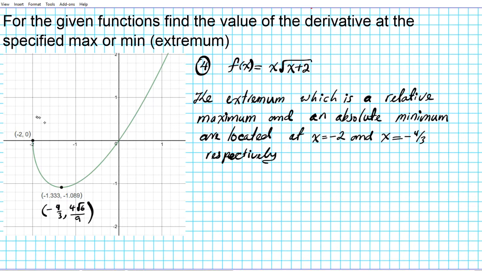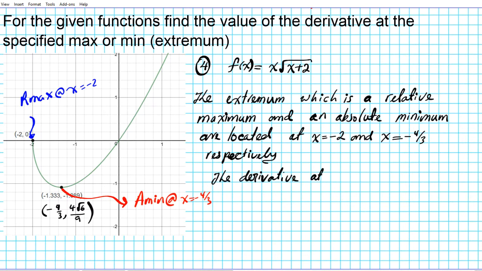Alright, so let's label it on the graph. This point right here, this end point, is a relative max, and this extremum down here is an absolute minimum for this function. So this is an absolute min and is located at x equals -4/3. Alright, so what are we asked to do? We want to find the derivative at the extremum. So the derivative at the extrema are f prime of -2 and f prime of -4/3. So we're just basically going to evaluate what the derivative of this function is at these two values, -2 and -4/3.